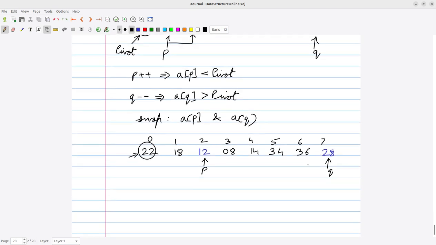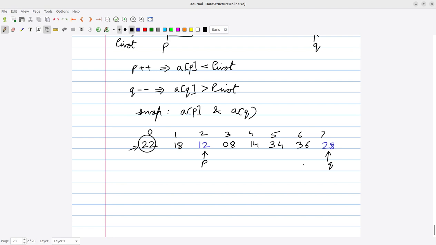Now we will continue this process of incrementing P and decrementing Q, and we will continue so long as P is less than or equal to Q. That means there is no crossover. So now let us proceed with this. 12 less than 22, yes, so P moves ahead. 8 less than 22, yes, so P moves ahead. 14 less than 22, yes, P moves ahead. 34 less than 22, false. Now P will stay at 5.